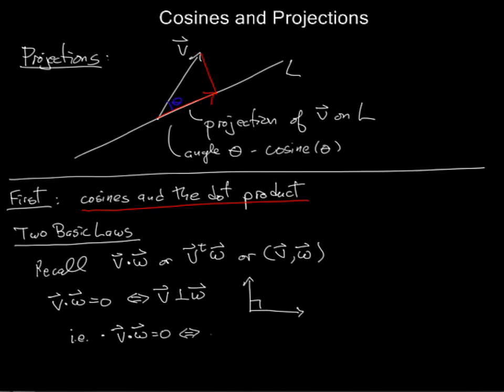In other words, the dot product is 0 if and only if the cosine of the angle between them is 0. Because if you have two vectors and they have an angle between them, remember that the way you tell if an angle is a right angle is if and only if its cosine is 0. So orthogonality is given by the cosine being 0.